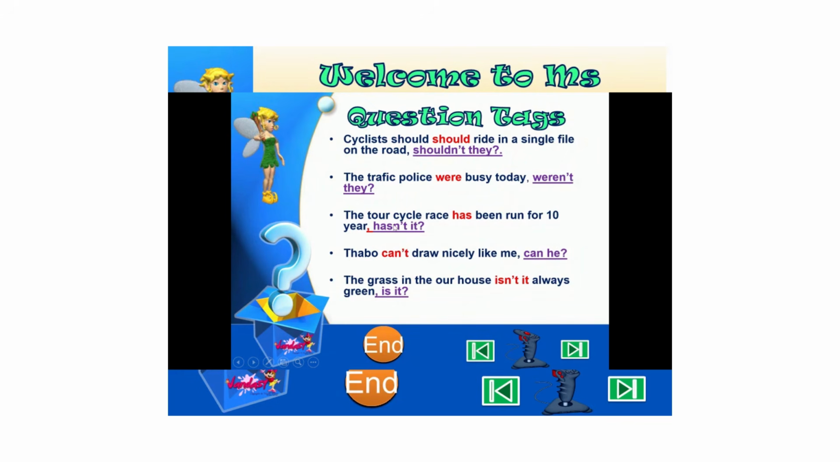Now the third sentence, the toll cycle has been run for 10 years. The word has, again, performs the function of an auxiliary verb, which is a helping verb. We are going to use it to formulate our question tag. And when I look at it, it's in a positive form. So I expect my question tag to be in a negative form. So I will contract it again to say, hasn't it? Question mark.